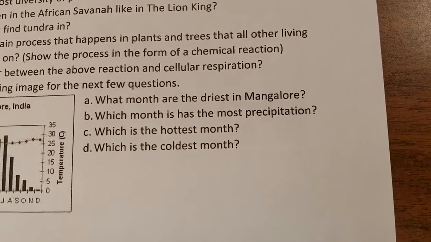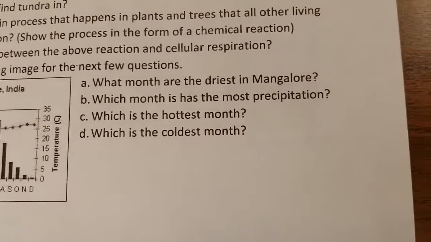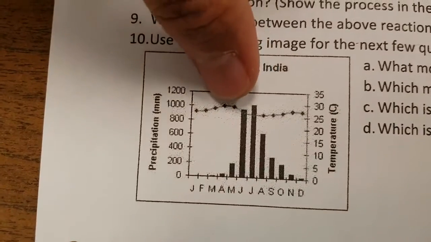Which month has the most precipitation? And that would be July. Okay, which month is the hottest month? It's kind of a toss-up. I would probably say it's going to be probably April.